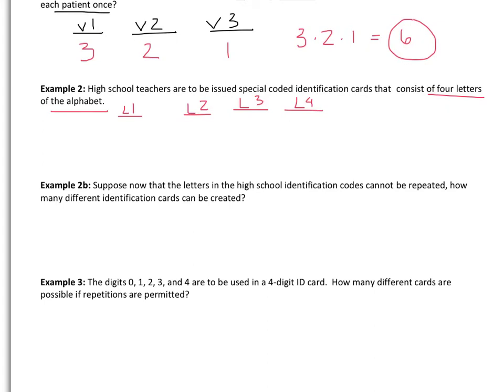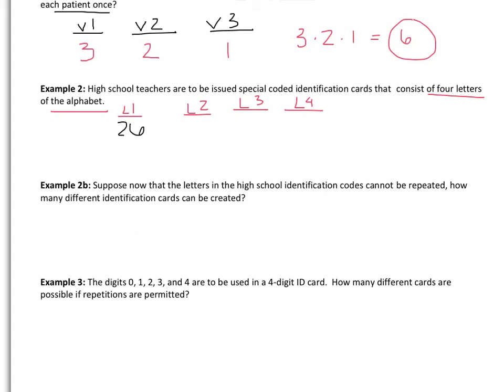So this says that there are 4 letters. It doesn't tell us anything about the letters repeating or not being able to repeat, so we have to assume that the letters can be repeated. So think about if you have to choose an ID code, on the first one, how many different letters can you choose from? Well, there are 26 letters in the alphabet, so that means we can choose from 26 different letters.